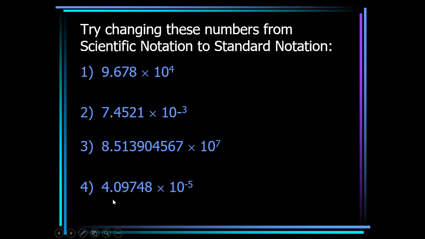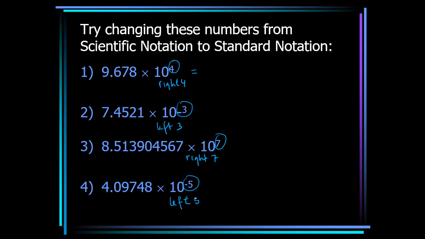Now, how to change this? It's quite simple. Go positive. So you have to focus on the power, right? If you focus on the power, it's as simple as this. Positive, go right by 4. Negative, go left by 3. So name it first. Go right by 7. Go left because it's negative, so it has to be to the left by 5.